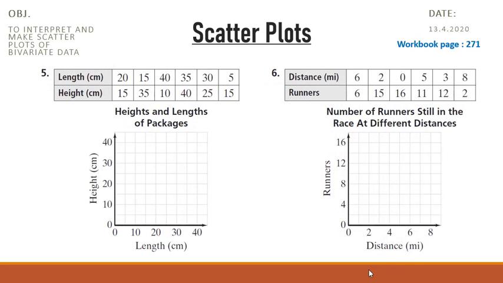Okay, let's move to the next question. 5 and 6 are the same. Finish them. After 2 minutes I will show you the answer to check your scatter plot. Okay, Mustafa, you have finished all, right? Yes. Great work.